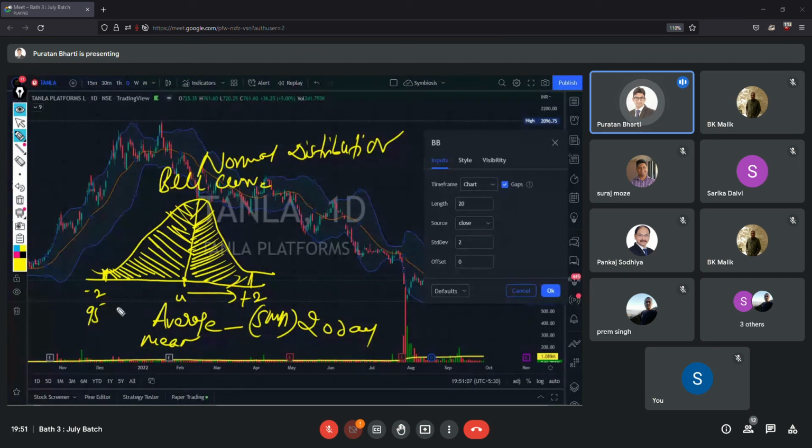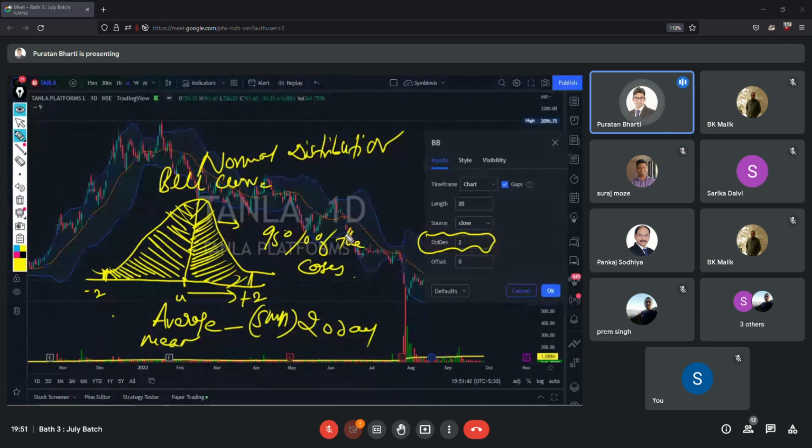This entire thing represents 95% of all the occurrences of all the data sets. So, in very simple language, what does that mean? Plus or minus 2 standard deviation. It means that in 95% of the cases, this is what is going to be the outcome, what is going to happen.